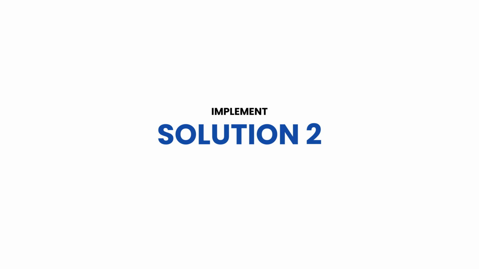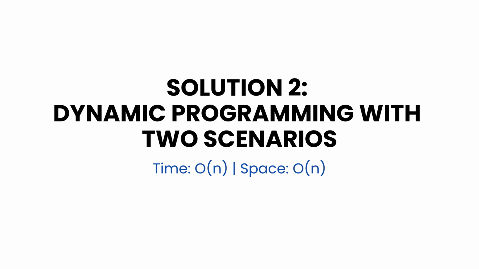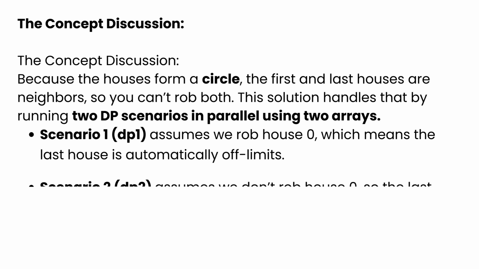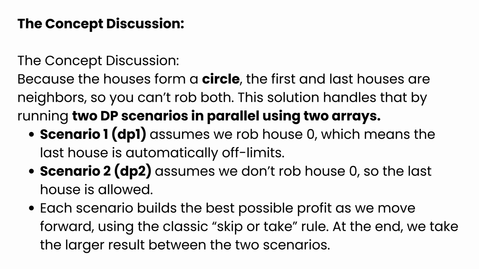Let's try to implement it using solution 2. Time complexity is O(n). Space complexity is O(n). Because the houses form a circle, the first and last houses are neighbors. So you cannot rob both. This solution handles that by running two dynamic programming scenarios in parallel using two arrays. Scenario 1 assumes we rob house 0. That means the last house is automatically off limits.